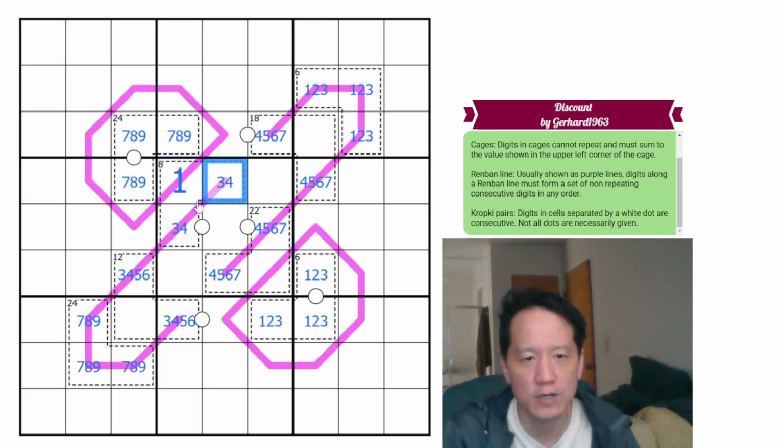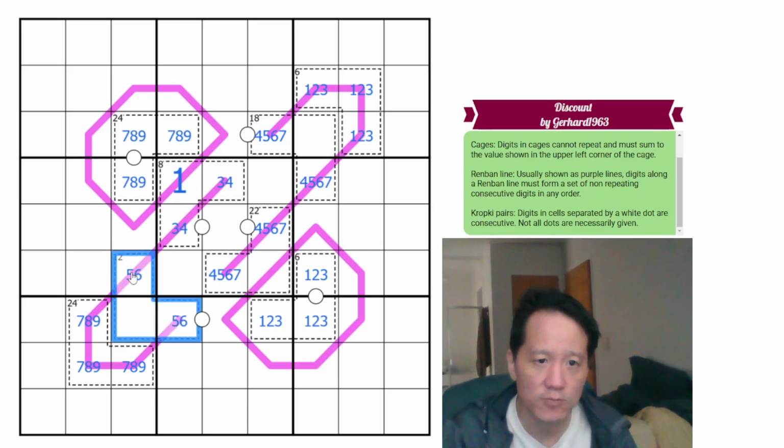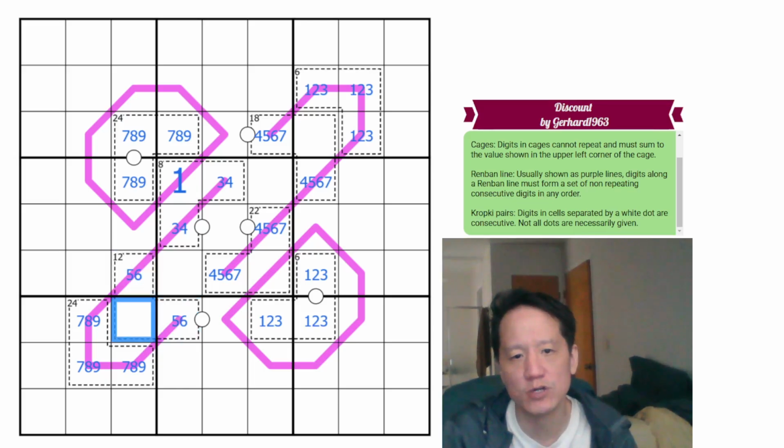So this is 1, this is 3 and 4, which means the other digits on the Renban, since we have a 3, 4, 3, 4 pair here, in this box and in the Renban cannot have a 3 or 4. So this is 5 and 6 and 5 and 6 in this cage. Well, that adds up to 11. What digit with 11 adds up to 12? It has to be 1. So this is 1, which means neither of these can be 1.